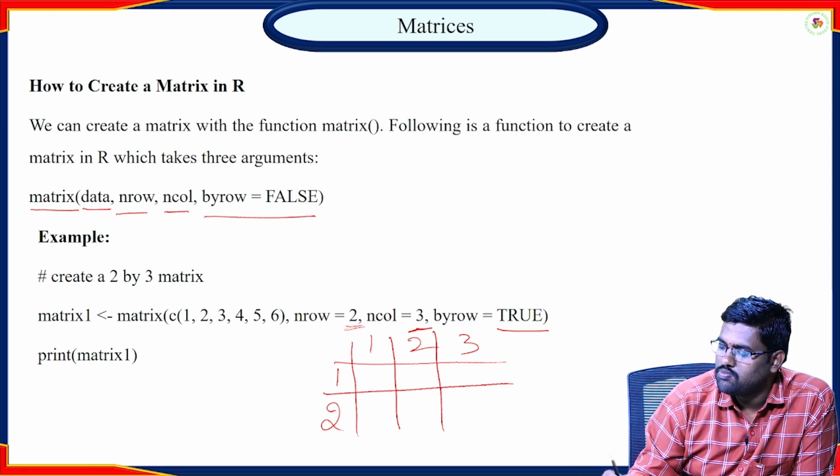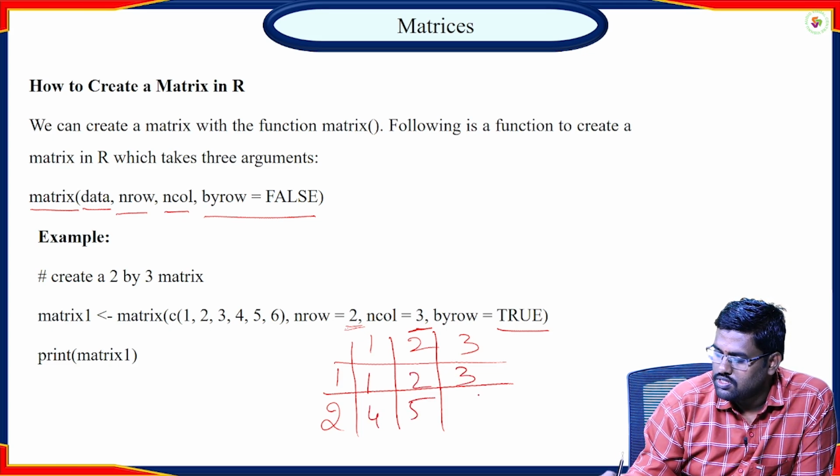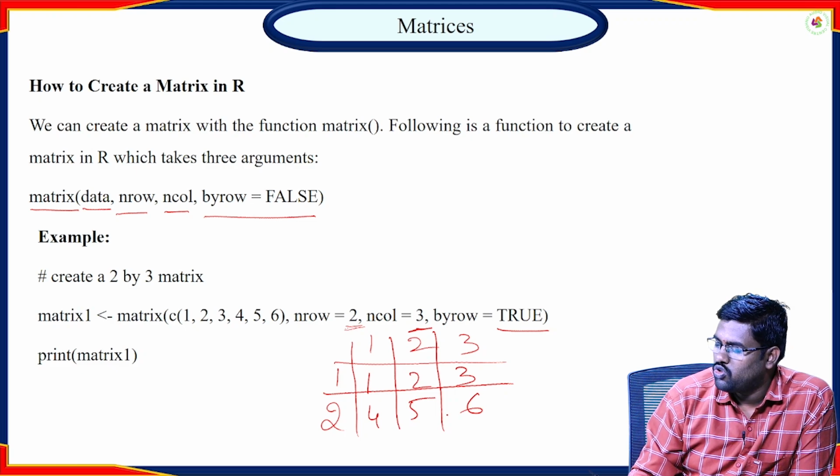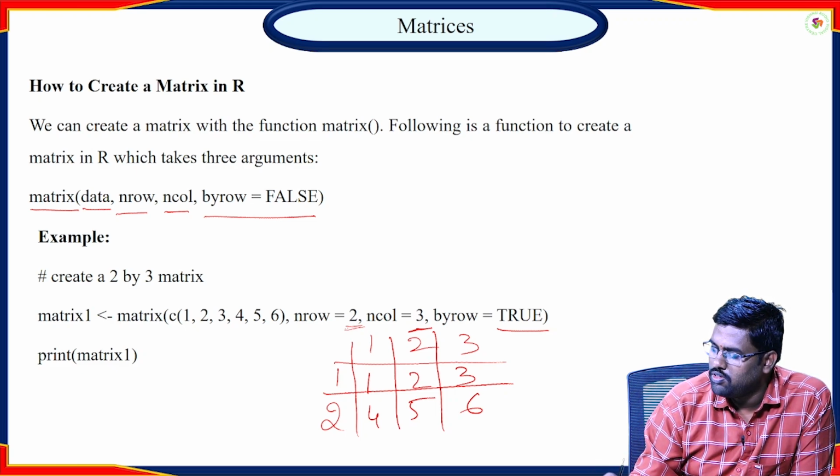Rows only 2, columns 3. So how will they be printed? byrow is equal to true means row wise, so 1, 2, 3, 4, 5, 6. Like this, the first row will be finished and the next continues in the next row. That is byrow is equal to true.